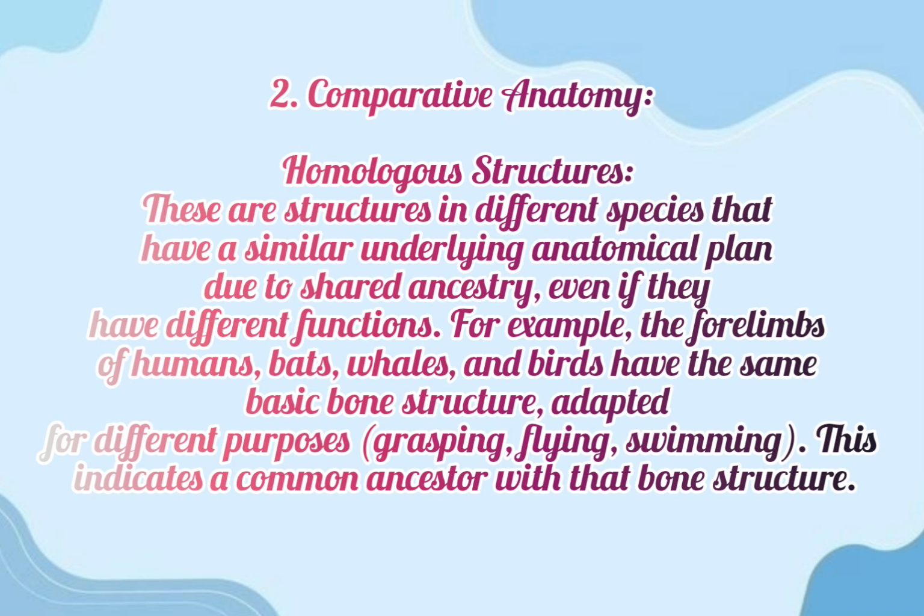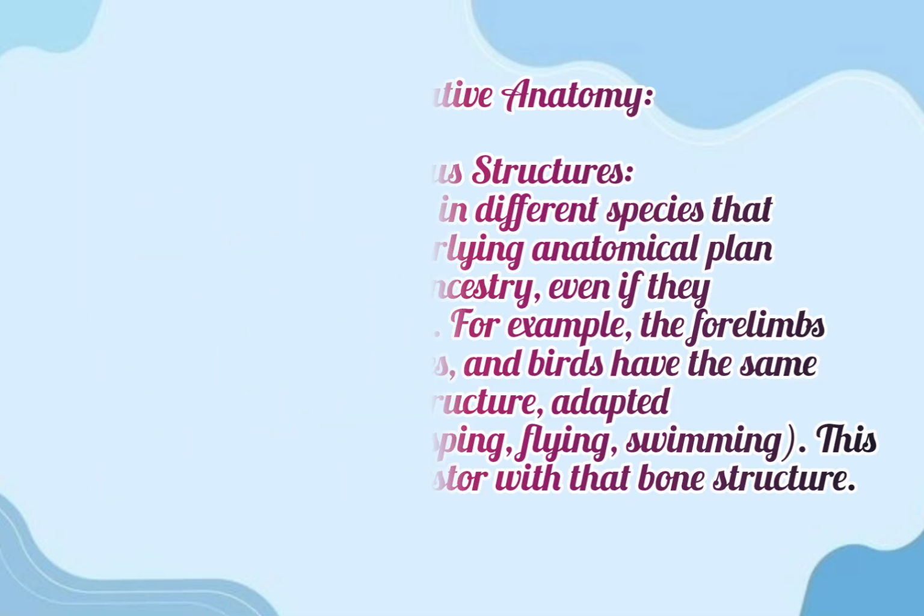Comparative anatomy. Homologous structures. These are structures in different species that have a similar underlying anatomical plan due to shared ancestry, even if they have different functions. For example, the forelimbs of humans, bats, whales, and birds have the same basic bone structure, adapted for different purposes: grasping, flying, swimming. This indicates a common ancestor with that bone structure.